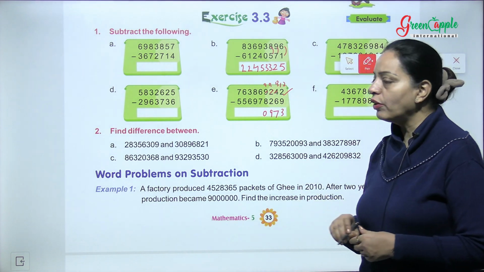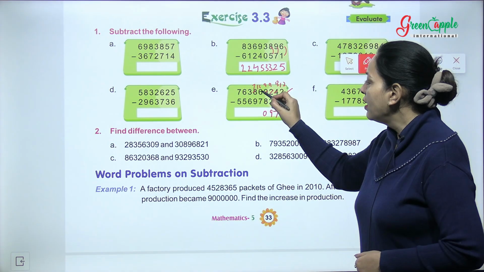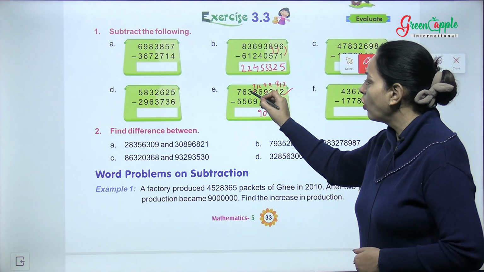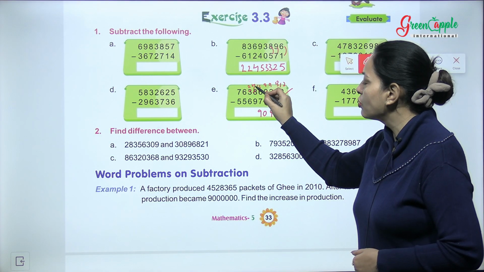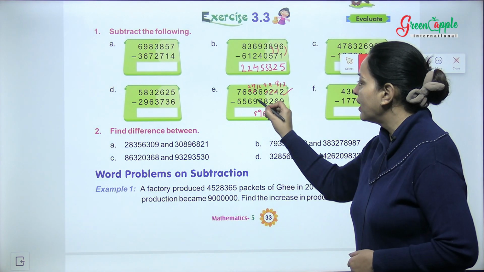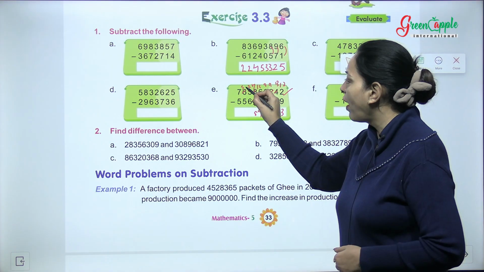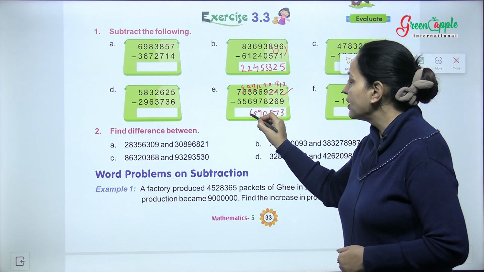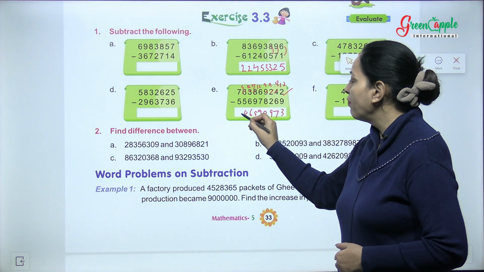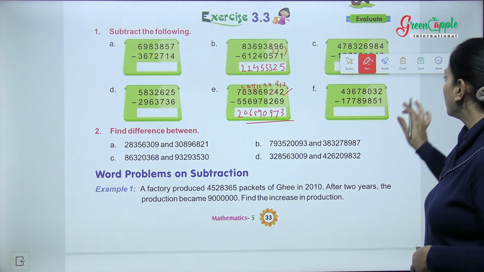Now 6 minus 7 not possible. Borrow करेंगे. This becomes 16. This is 7. Now 16 minus 7, 9. Now 7 minus 9 not possible. Borrow करेंगे. This becomes 2 and this is 17. 17 minus 9, this is 8. Now 2 minus 6 not possible. Borrow करेंगे. This becomes 5 and this is 12. 12 minus 6 is 6. Now 5 minus 5 is 0 and 7 minus 5 is 2. So this is the answer. So very simple, do the practice.